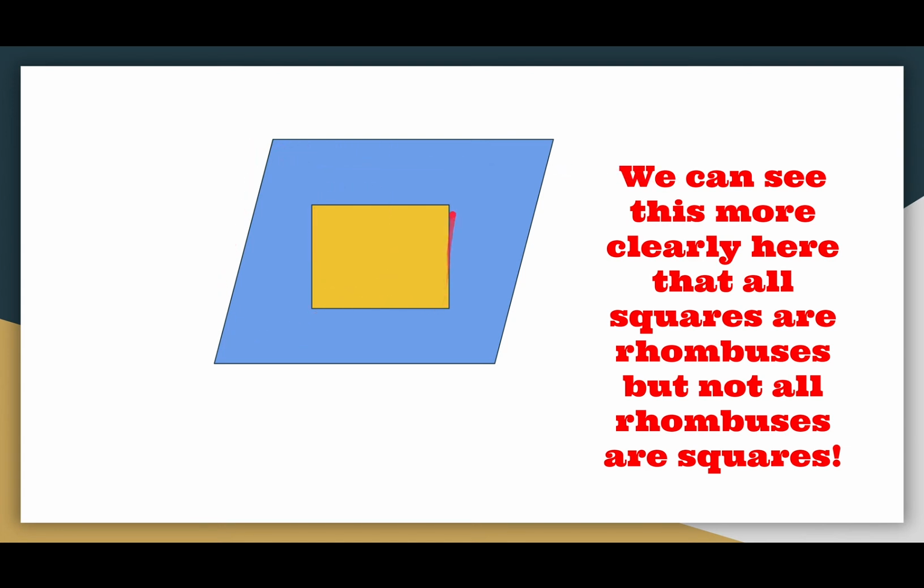All squares are rhombuses, but not all rhombuses are squares. Okay, let's keep going. That's the end of session 1. If you're doing your work day by day, this will be the end of your work for Tuesday. I'm going to continue the video, and that will go into session 2 and session 3.